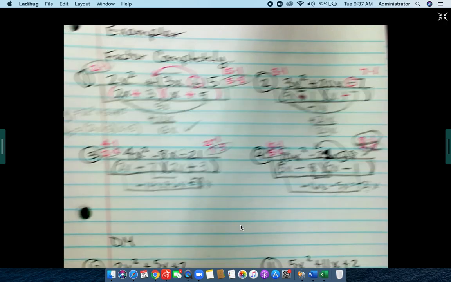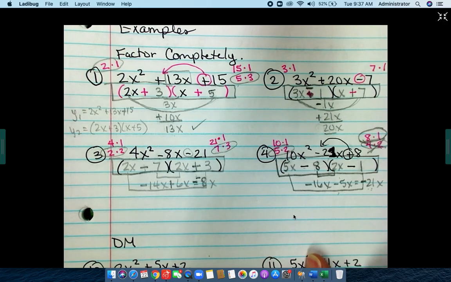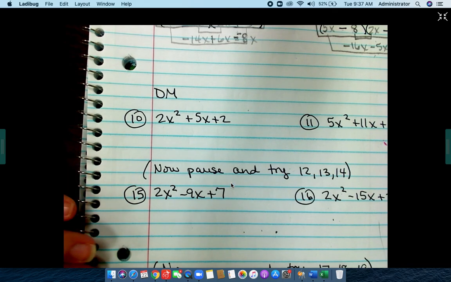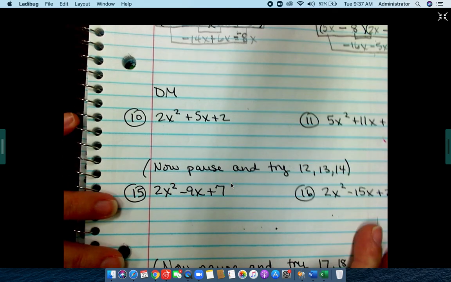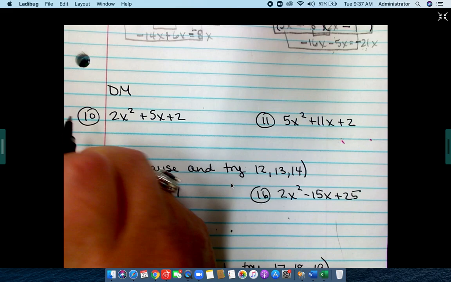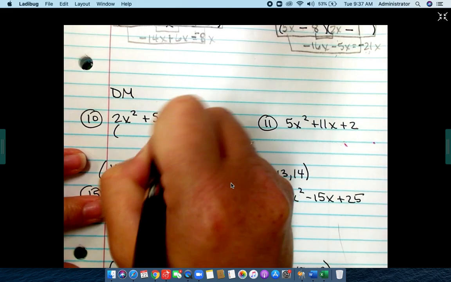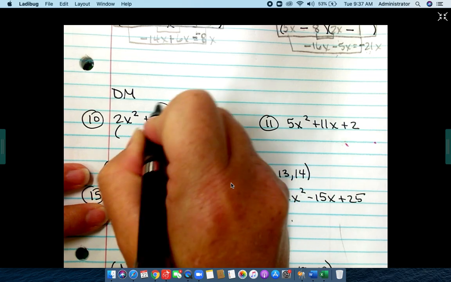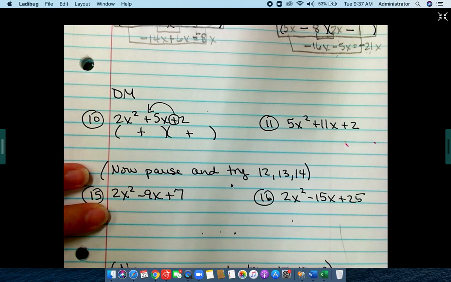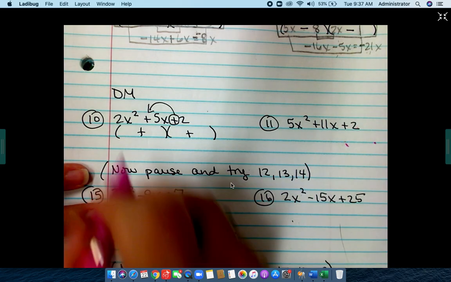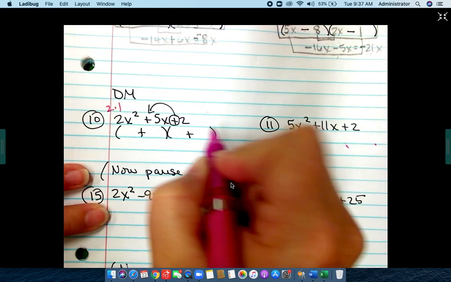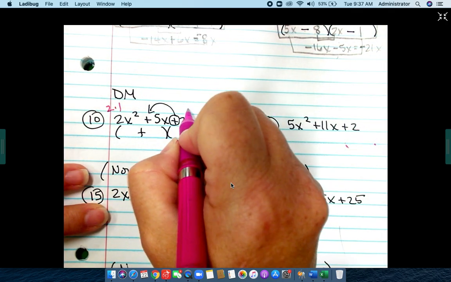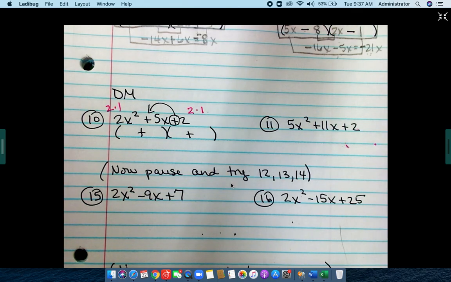So this is 4 examples explained in some great detail here, but let's go ahead and get to this Delta Math. And these will go quicker because we aren't making it complicated. So for number 10, 2 sets of parentheses. I know my signs are plus plus. My factors of 2 are 2 and 1. My factors of 2 here are 2 and 1.